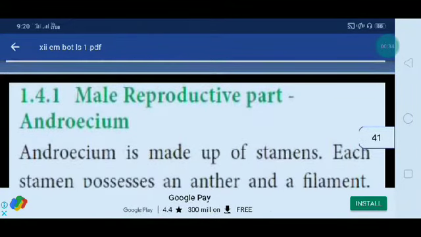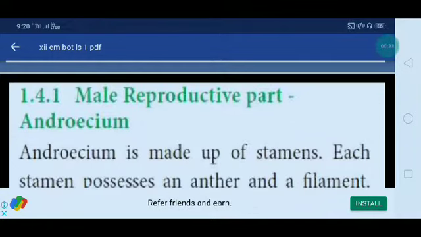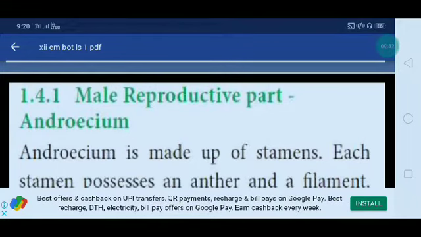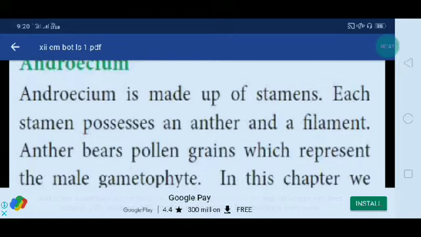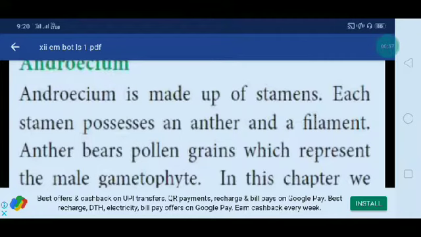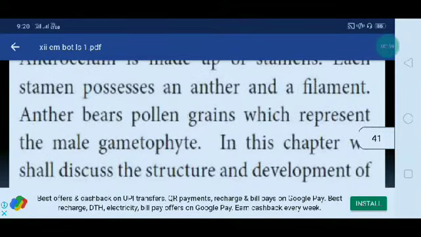So first one is the male reproductive part, androecium. Androecium is mostly made up of stamens. Stamens consist of an anther and a filament. Anther bears pollen grains, which represent the male gametophyte. Note that point, male gametophyte.